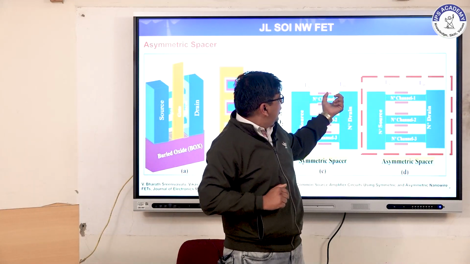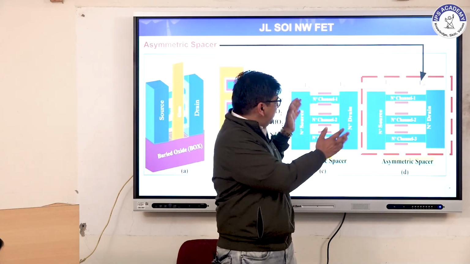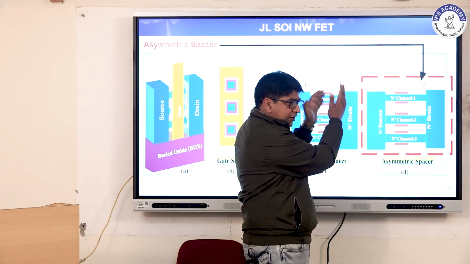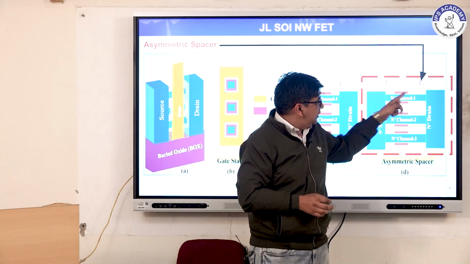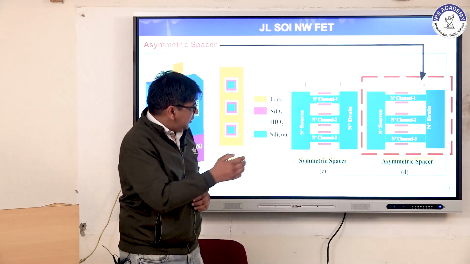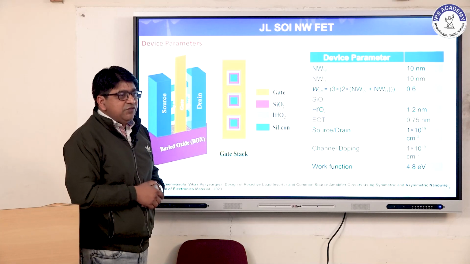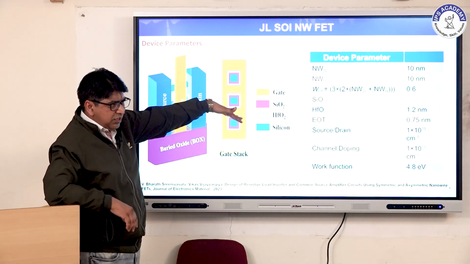Here you can see on the drain side I kept the symmetric length. Symmetric means source length and drain length are both the same, but here you are observing that source and drain length are not symmetric. Okay, so come to the next slide. For that we use different types of spacers. So these are the device parameters I used, and I started the work.